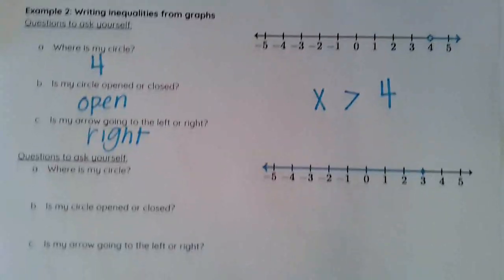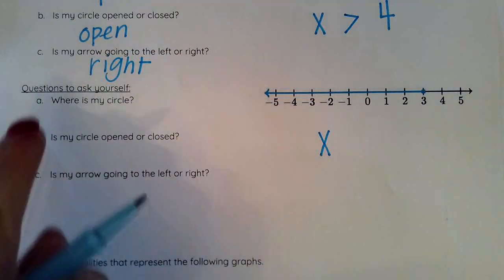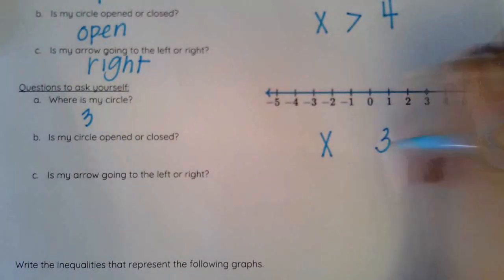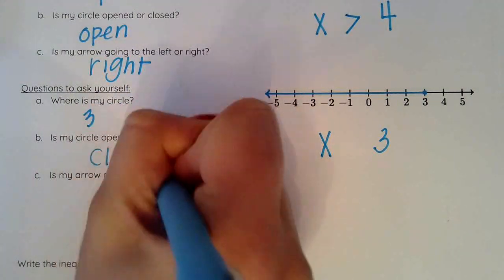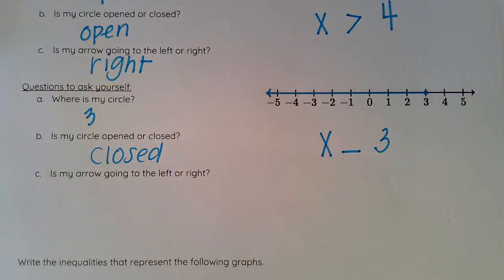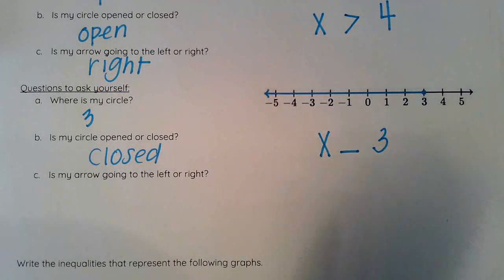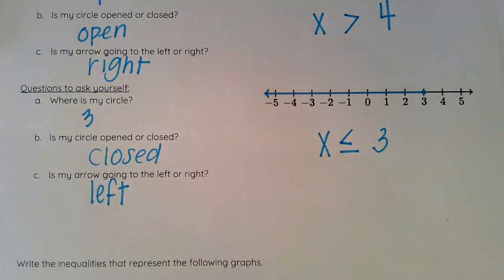Let's do one more together, and I will send you on your way. Once again, we start with where is your circle? So I can go ahead and plug my variable in right to begin with. And where is my circle going to go? Well, it's at 3. So I can put that 3 in right away. Is it open or closed? Well, it's closed. So that means I will have that or equal sign. And then is my arrow going to the left or the right? Left. Everything to the left is less than my current number. So therefore, I've got a less than sign.